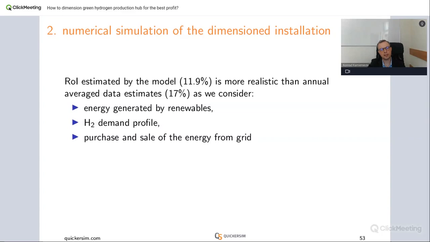Okay. And as a conclusion, the estimated ROI by the model is much lower than the ROI estimated by the paper and pencil approach. And this is because we took much more realistic assumptions. Our solution is based on actual weather conditions, on actual hydrogen demand, and also on the limitations with the grid and the purchase and sale of the energy to the grid. So we have a much more realistic estimation of our installation.